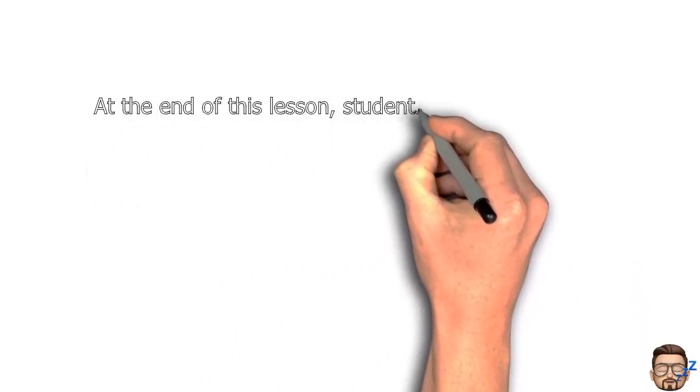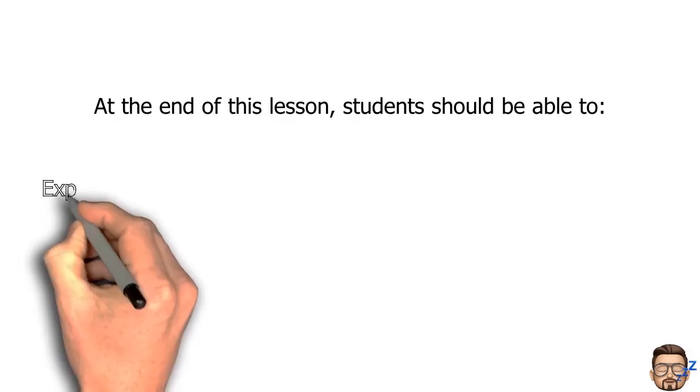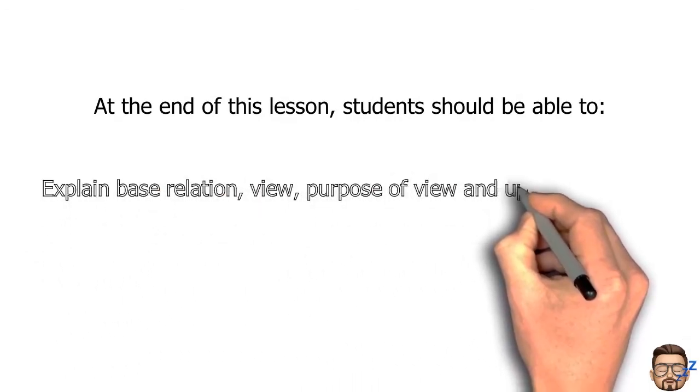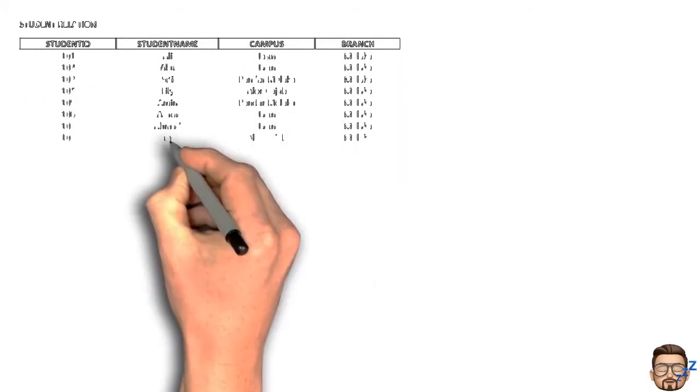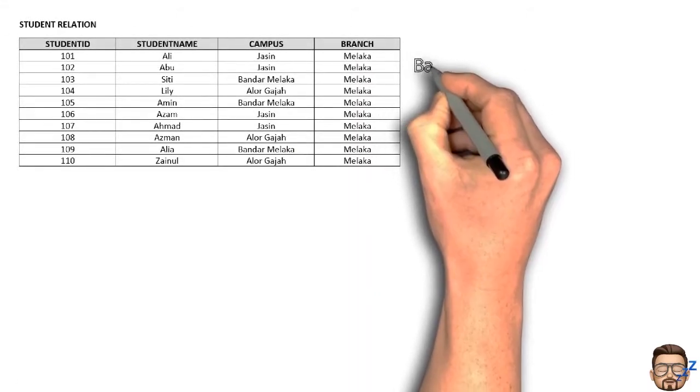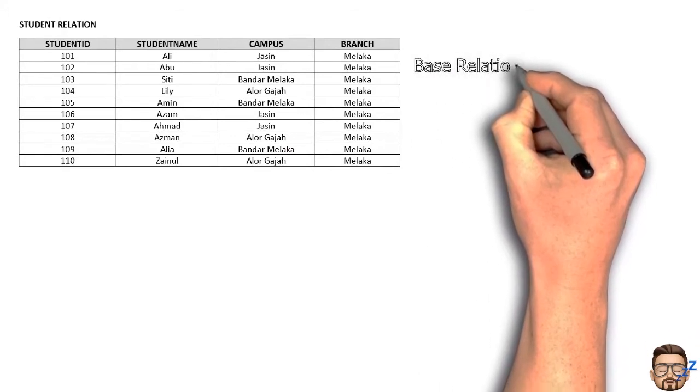This is the lesson objective. We will take a look at relation, view, updating view, and purpose of view. We have a base relation named student. It contains all data for students in UiTM Malacca.